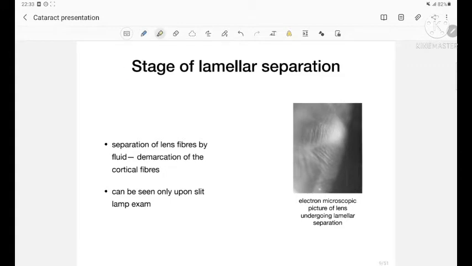First stage, the stage of lamellar separation. Here there is separation of lens fibers by fluid, and then there is demarcation of the cortical fibers. This can be seen only upon slit lamp examination. This image shows an electron microscopic picture of lens undergoing lamellar separation. So, there is separation of lamella. You can see in this picture.